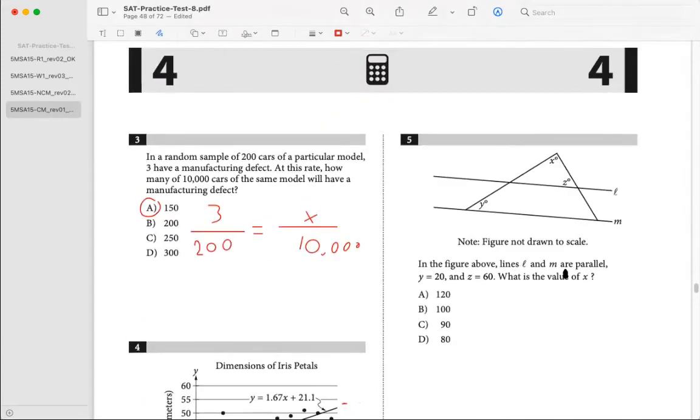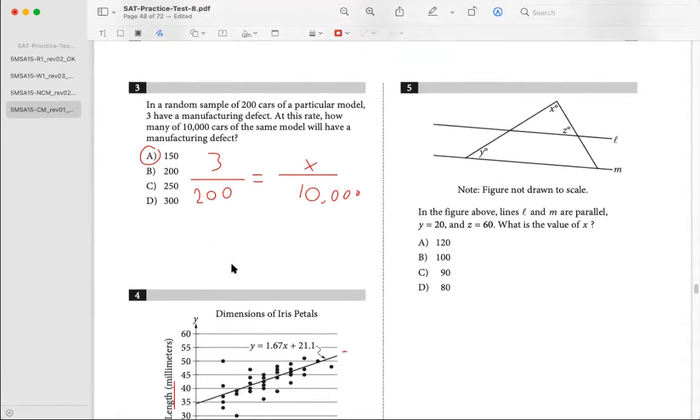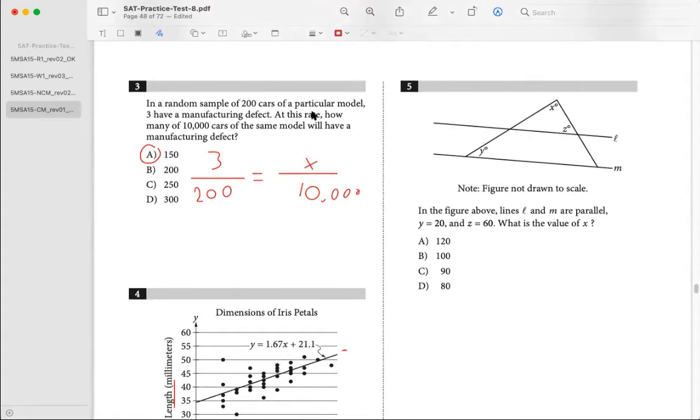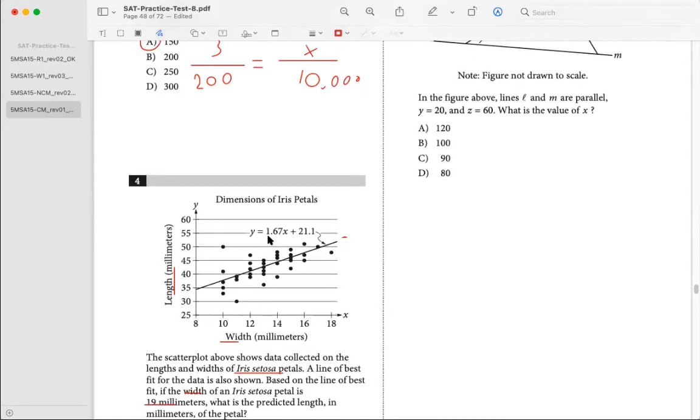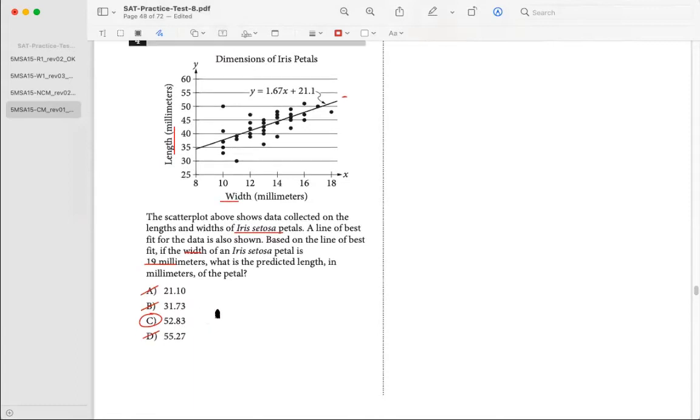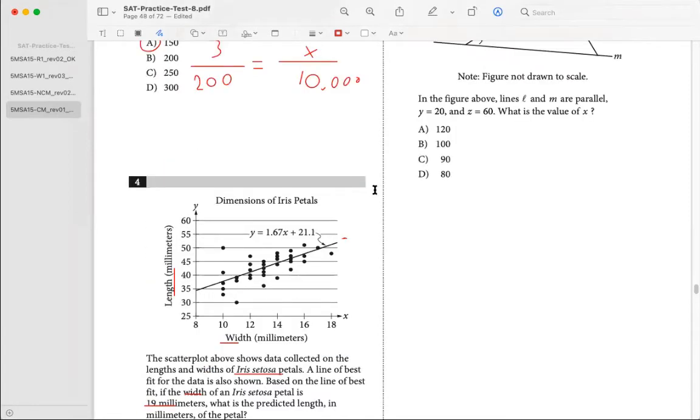Okay. Let me check chat. Yeah, you can also plug in 19. That's another way to do it. You can also plug in 19 to this equation, so it should get you the same answer. So 1.67 times 19 plus 21.1 would get you 52.83, which is the exact answer. So yeah, that's another way if you want to double check.